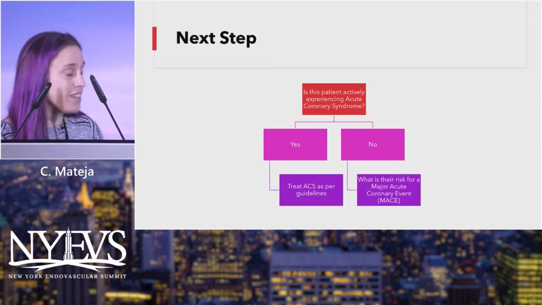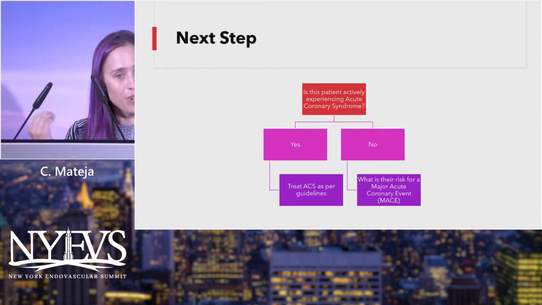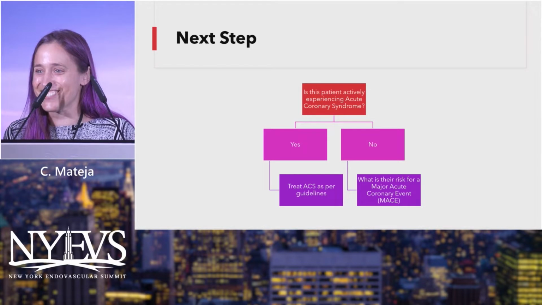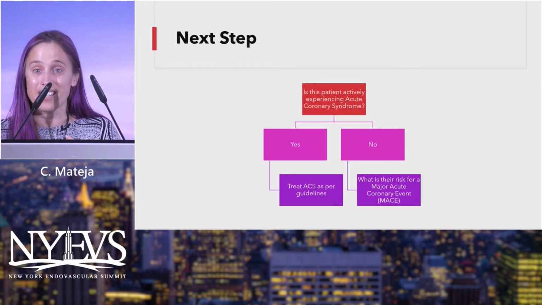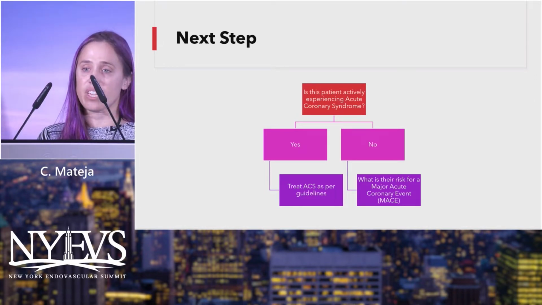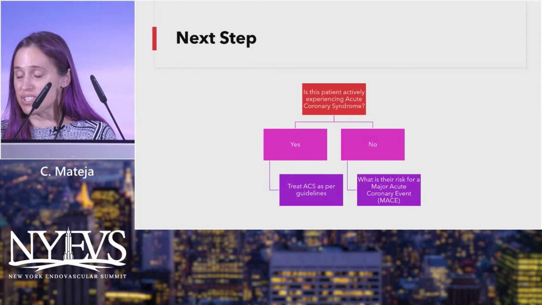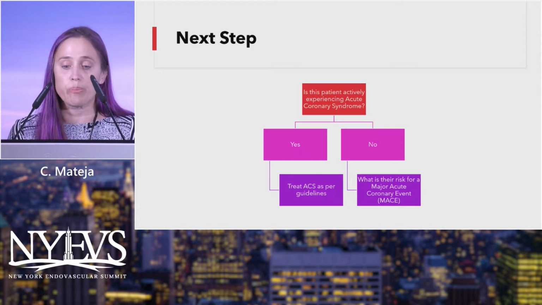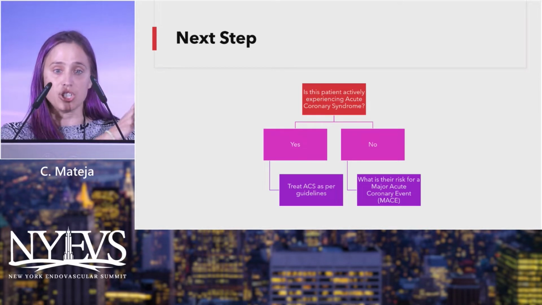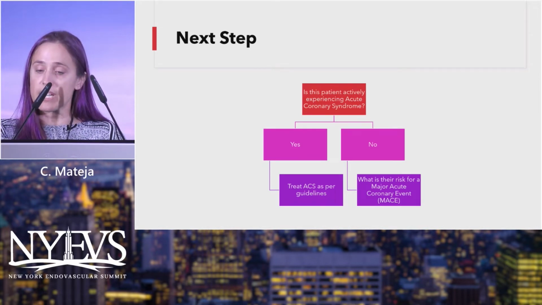The next step seems intuitive, but you want to make sure you ask: is this patient having an MI? They may be coming in with something going on with their foot, something along the lines of limb ischemia, but if they're actively having an MI, we obviously have to address that first. That would be acute coronary syndrome. If they are having that, clearly call your cardiology colleagues. They need to treat that acute coronary syndrome as per the guidelines.